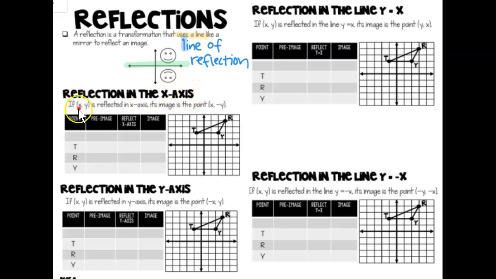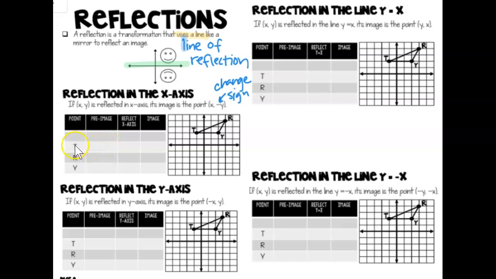It says if (x, y) is reflected in the x-axis, its image is the point (x, -y), or you can think of that as opposite of y. So when we see any negative variable, that means we're going to change the sign. It does not mean that the value will always be negative, but that we're going to change the sign.